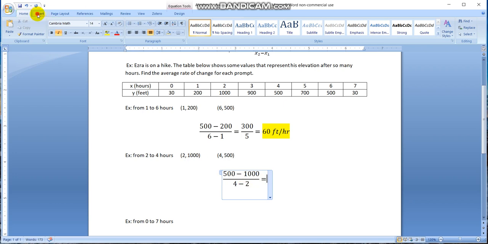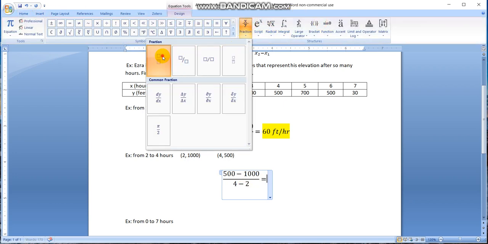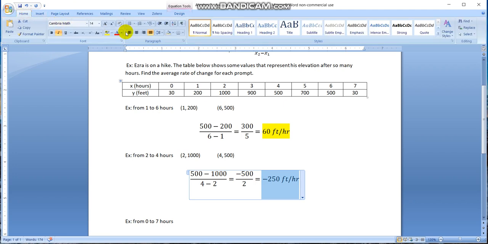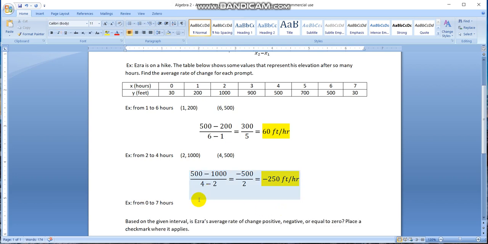So all we have to do is just simplify this. 500 minus 1,000 is negative 500. 4 minus 2 is 2. Okay, negative 500 divided by 2 is negative 250 feet per hour. Now, it just so happens these numbers are coming out nice. Doesn't mean these numbers are going to come out nice all the time. But what this means is that from 2 hours to 4 hours, the average rate of change per hour, Ezra is decreasing 250 feet per hour. That's what that is. Okay.